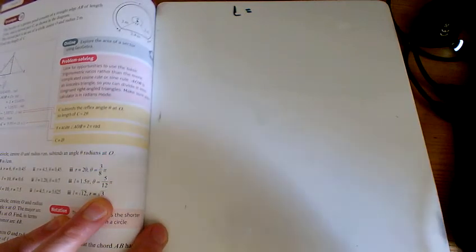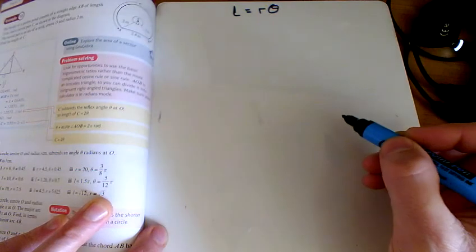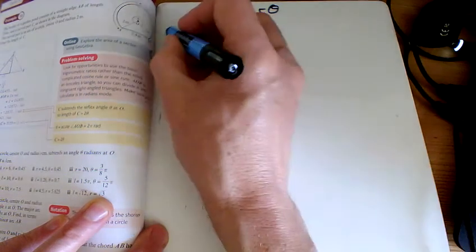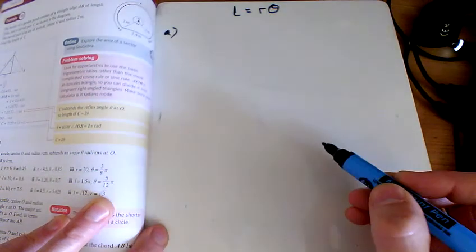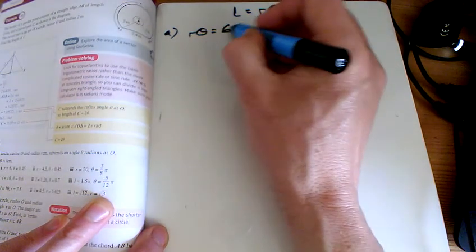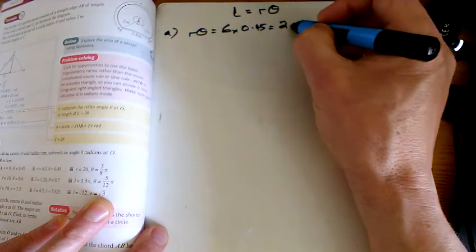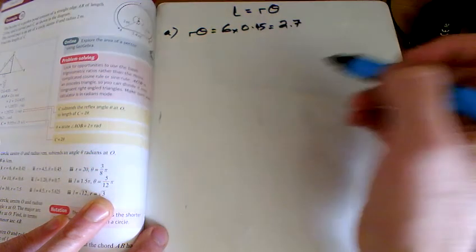5c, the first question, just using the arc length equals r times theta formula. Nice small formula to use here. And so for part A, well, we've got r and theta. We're just going to times the two of them together. 6 times 0.45 is 2.7, and that would be centimetres.